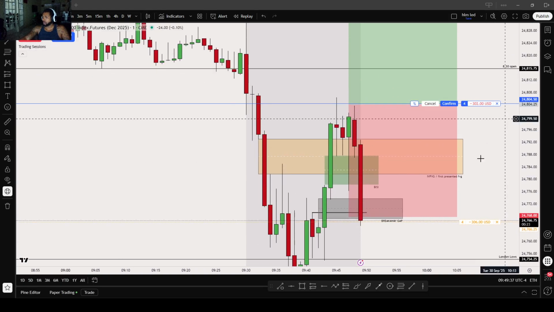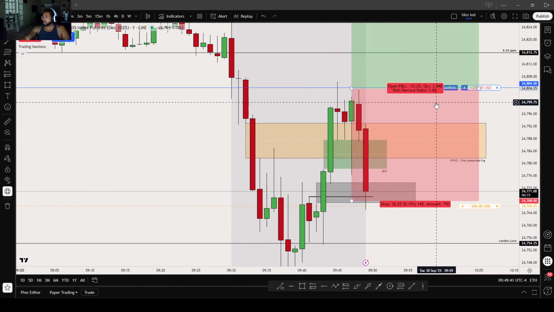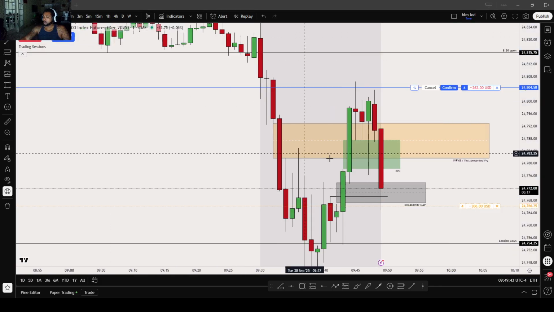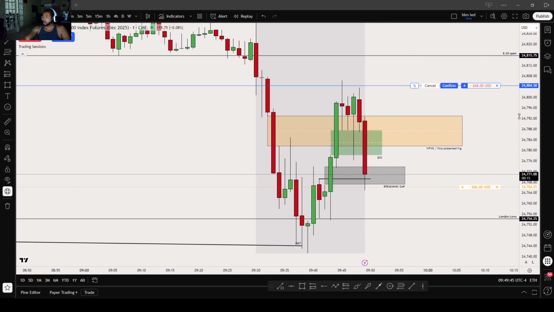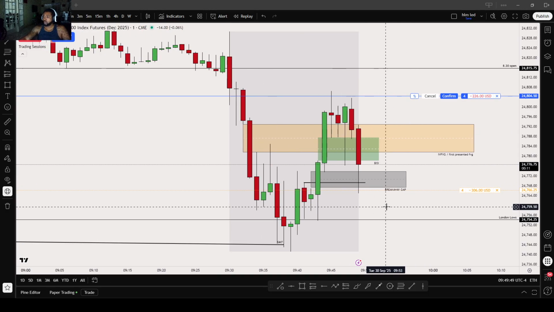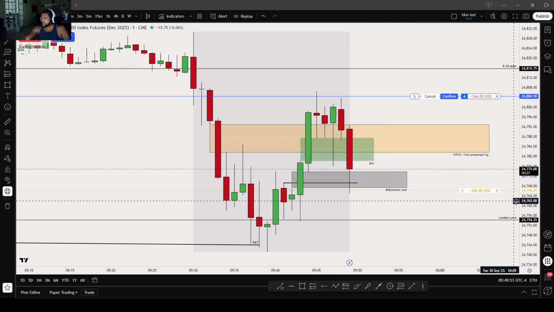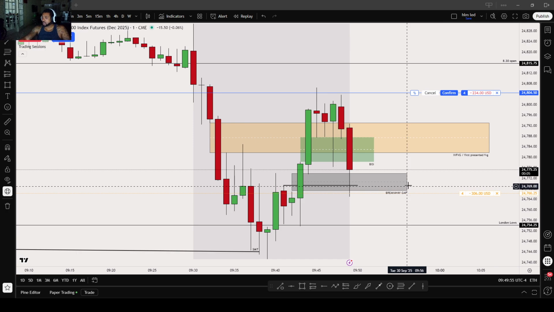Damn, price came all the way back down here. Oh, so as you see here, price literally came all the way back down. It literally hit my stop loss, but it didn't take me out of the trade.